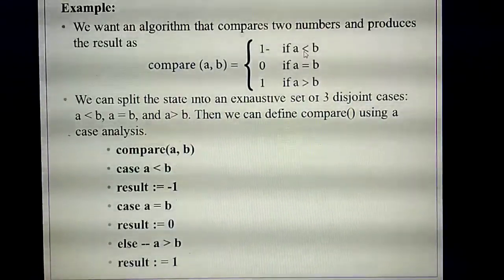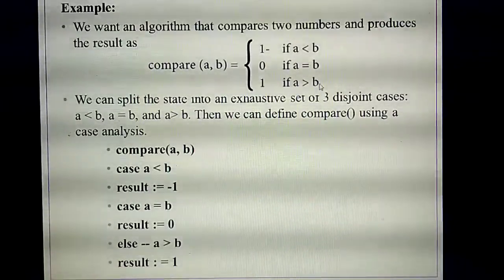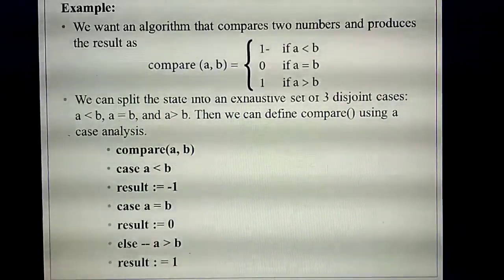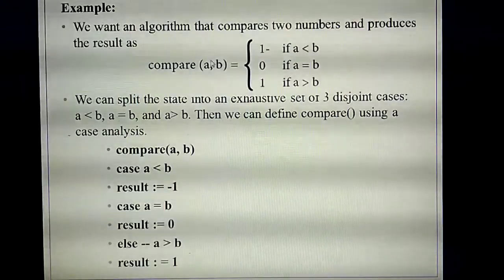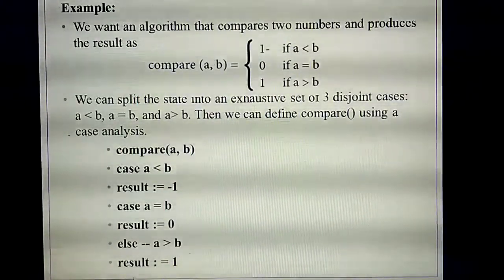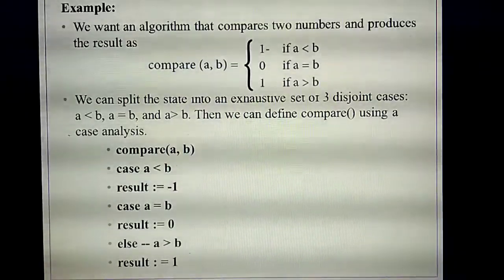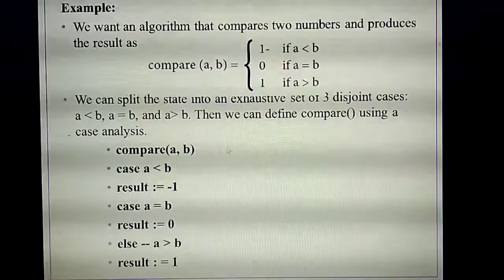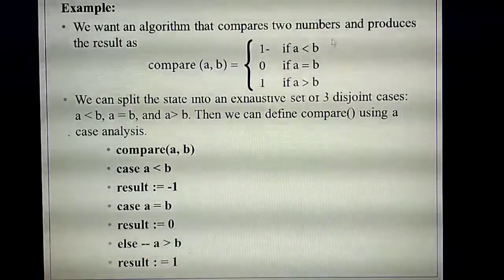So if A less than B, what answer will you get? Minus 1. A equal to B, the answer you will get is 0. A greater than B, the answer you will get is 1. So first we are going to write the algorithm, starting with the name of the algorithm, compare A comma B. The first case, A less than B, the result you will get is minus 1. Next case, if A equal to B, the result you will get is 0. So 2 cases you have written.